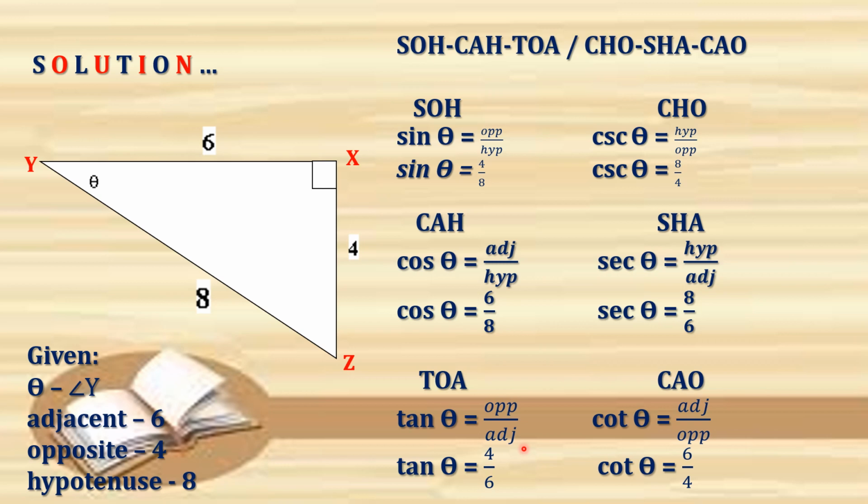Same thing with the reciprocal ratios, which is the Cho-Sha-Cow. Cho stands for cosecant, C stands for cosecant, H stands for the hypotenuse, and O stands for the opposite. While Sha, S stands for secant, H stands for hypotenuse, A stands for adjacent. And the Cow, C stands for the cotangent, A stands for the adjacent, O stands for the opposite. I hope you get our first example.